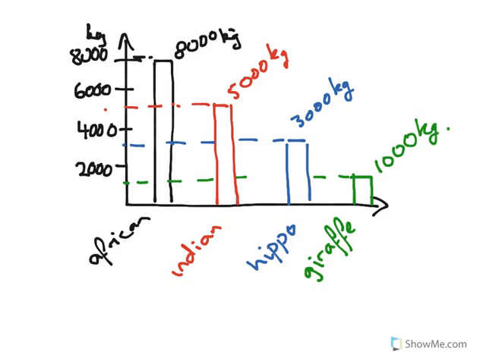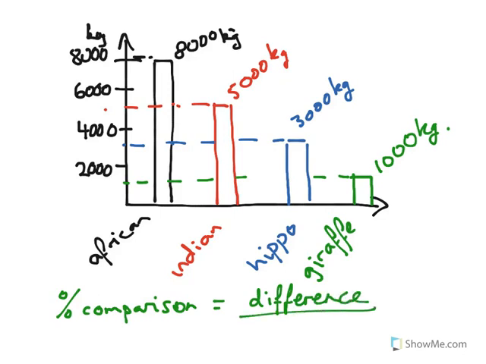And they would like us to compare different weights. They would like to know how much is the African elephant compared with the Indian elephant. Well, if we want to know what the percentage comparison is, we take the difference in weights divided by what we're comparing with. And then we multiply that by 100 to change it into percent. So let's look at the first question here.